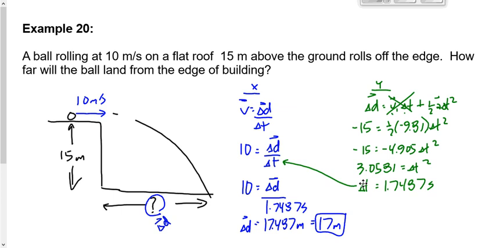Because time's a scalar. Velocity is a vector, displacement's a vector, x and y components matter, right? But for time, it's a scalar. It doesn't really matter whether you're using it for x and y. In the end, it's in the air for the same amount of time vertically as it is horizontally. Does that make sense?